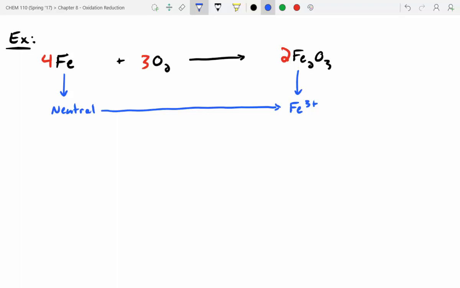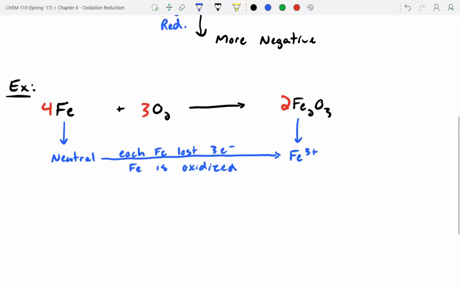Looks like we lost 3 electrons, right? So let's make a note. Each Fe lost 3 electrons. We know that because we're going from neutral to positive, right? So is this going to be an oxidation or reduction for iron? Oxidation. So Fe is oxidized. All right. Like I said before, though, you never have a reaction that's just an oxidation. There's always a reduction reaction that accompanies it.